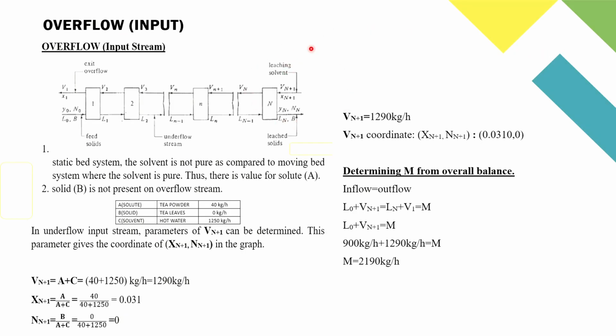Next is the overflow input stream. At this stream, there is no presence of solid B, thus our value of N n plus 1 yields 0. Parameter V n plus 1 can be determined using the calculation and would give the coordinate as follows. And thus, we would conclude that V n plus 1 lies on the horizontal axis. In addition, the value of M can be determined using a variable balance by equating the inflow stream and the outflow stream.